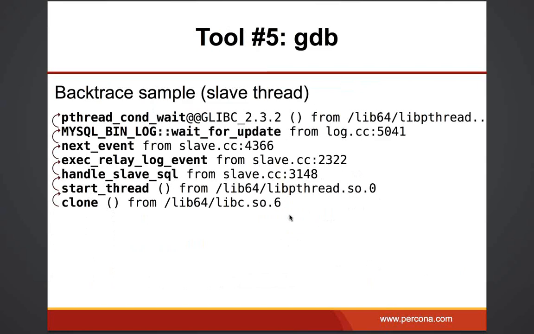First, we can see that the mysqld process called the clone function from the libc library, then used the pthread start_thread function. From start_thread, it called handle_slave_sql that was in slave.cc in the MySQL package. Then exec_relay_log_event was called by handle_slave_sql, which in turn called next_event, which in turn called MYSQL_BIN_LOG::wait_for_update.